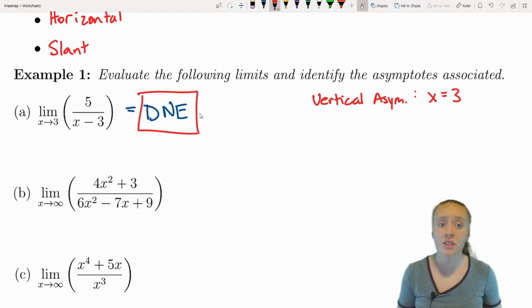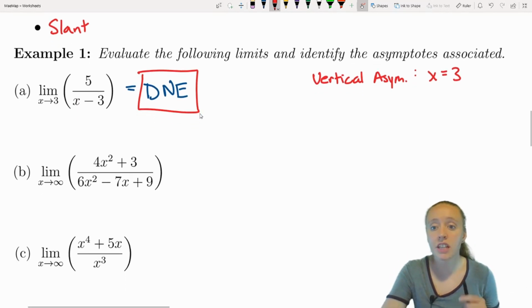And if I was to ask you if there were any horizontal asymptotes associated with this, what do you think you'd do? Well, remember, horizontal or slant occur as we take the limit of our function as x approaches infinity. If we get a finite value for that, it's a horizontal asymptote, and if it fits the definition above, we could potentially have a slant. So let's look at B.